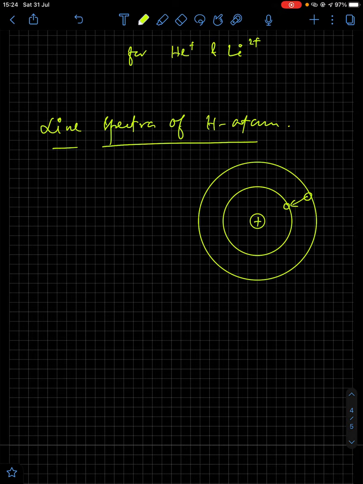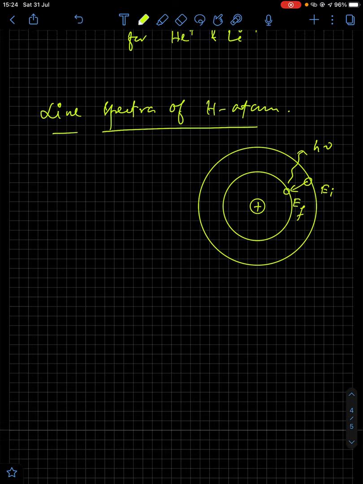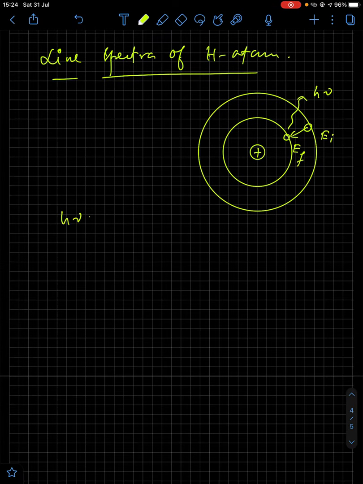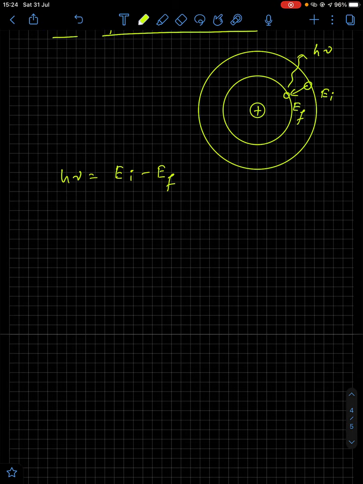then it will emit photons whose energy is h nu. The initial energy state you call EI, and the final energy state where it jumped into, you call EF. So in accordance with Bohr's third postulate, you can write h nu equals EI minus EF.